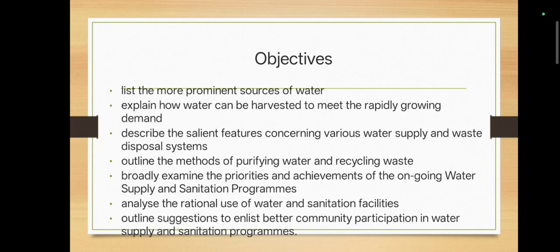Objectives. List the more prominent sources of water, explain how water can be harvested to meet the rapidly growing demand, describe the salient features concerning various water supply and waste disposal systems, outline the methods of purifying water and recycling waste, broadly examine the priorities and achievements of the ongoing water supply and sanitation programs, analyze the rational use of water and sanitation facilities, outline suggestions to enlist better community participation in water supply and sanitation programs.